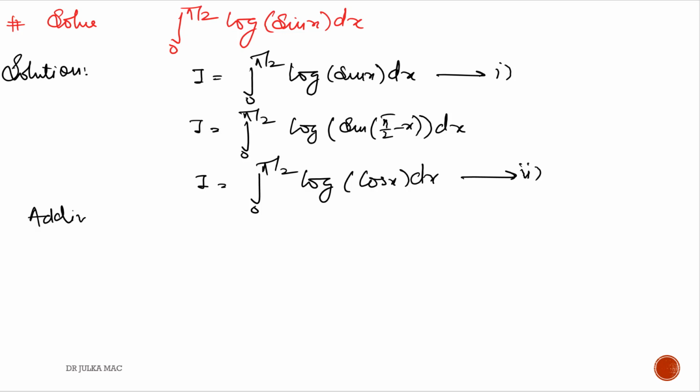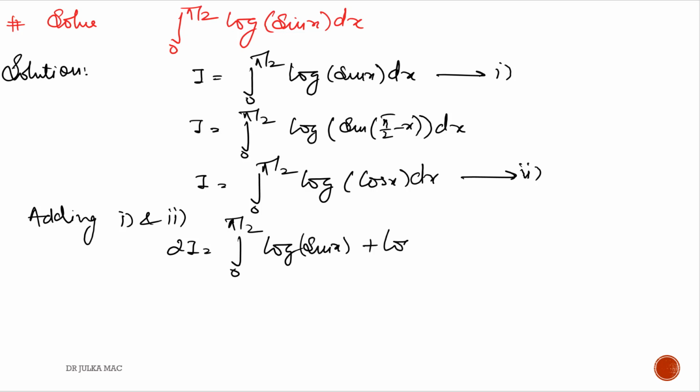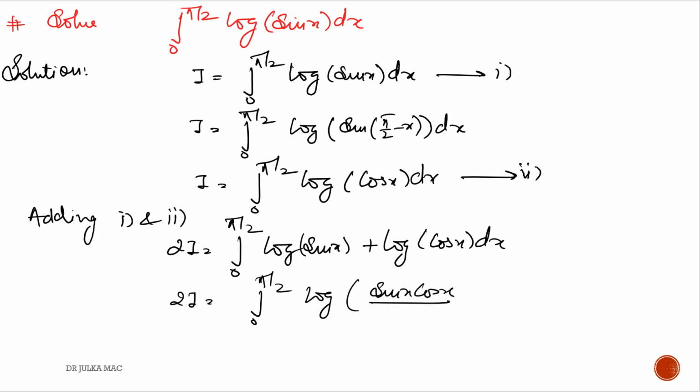Adding first and second, we will get I plus I is 2I, limit 0 to pi by 2, log sin x plus log cos x, which equals log of sin x into cos x, because log m plus log n is log of m into n. And now we just multiply by 2 and divide by 2. And we will get 2I equal to integration 0 to pi by 2 log sine 2x minus log 2.